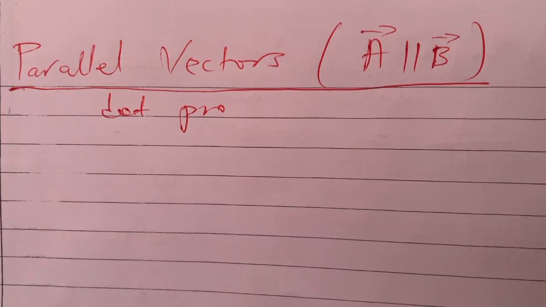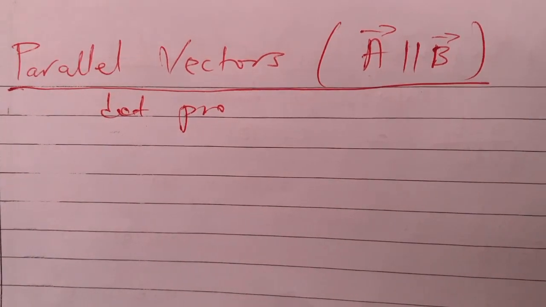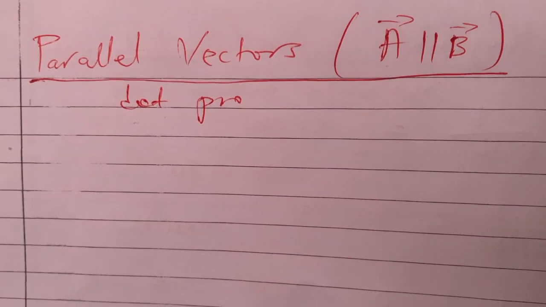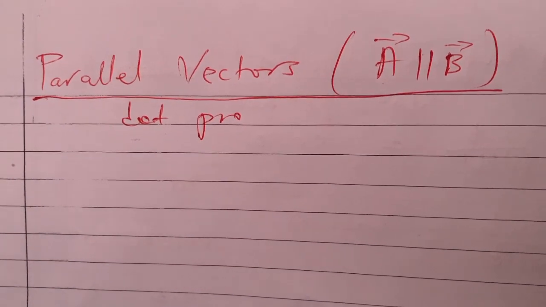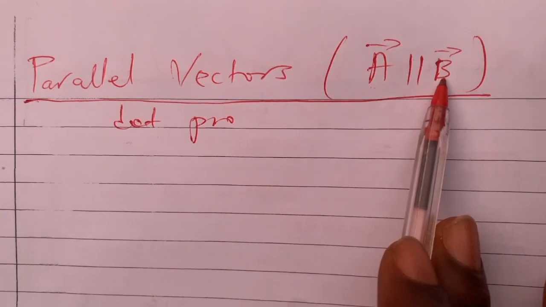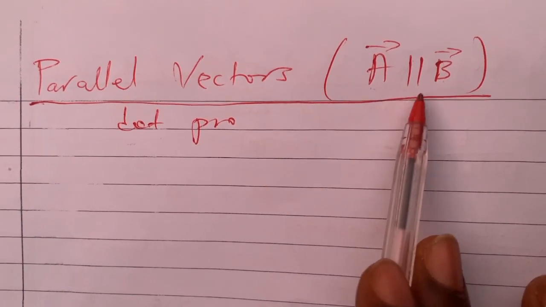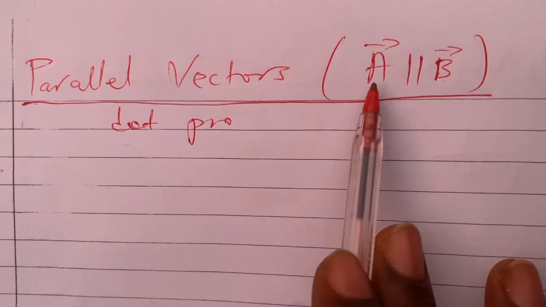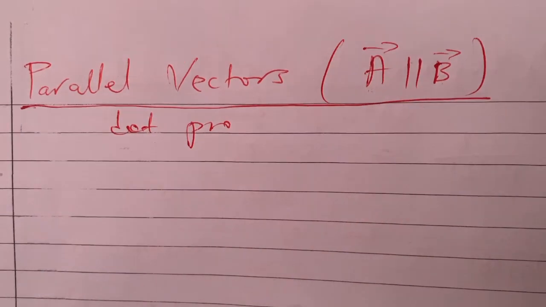Vectors. Two vectors are said to be parallel if the angle in between them is what? 0. Now, given vector A and vector B, having this symbol in between them, what it means is that vector A is parallel to vector B.